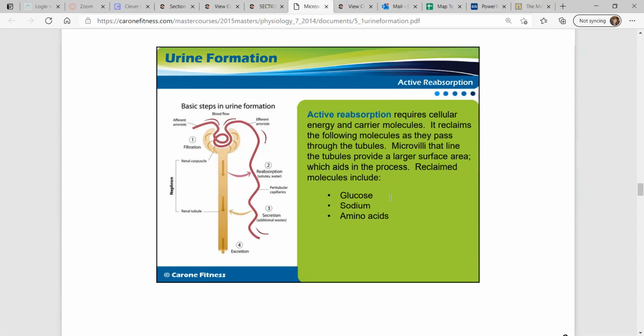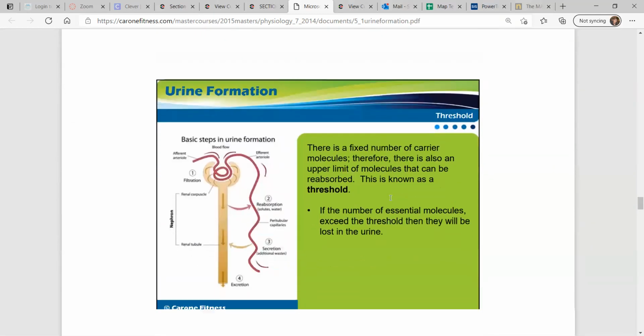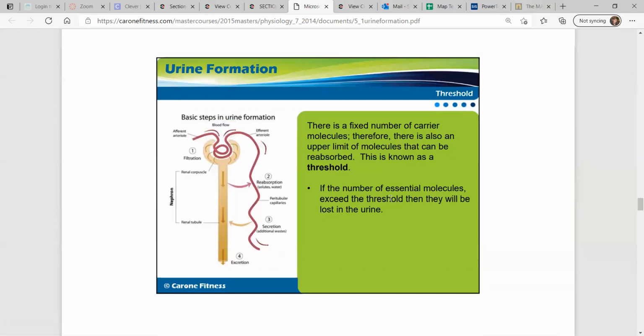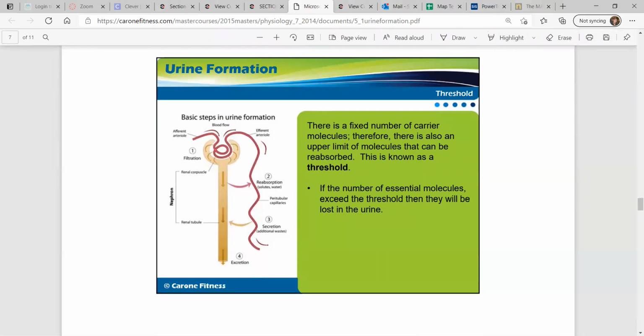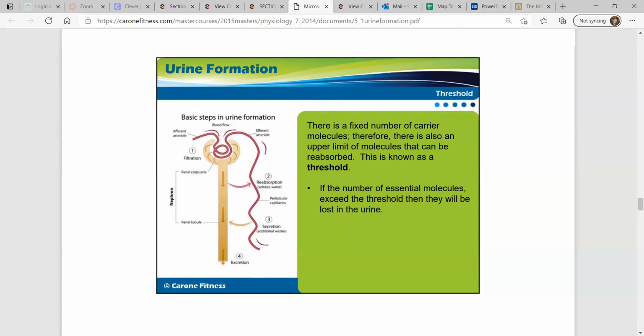Microvilli that line the tubules provide a larger surface area, which aids in the process. Reclaimed molecules include glucose, sodium, and amino acids. There is a fixed number of carrier molecules. Therefore, there is also an upper limit of molecules that can be reabsorbed. And we call that the threshold. If the number of essential molecules exceeds the threshold, then they will be lost in the urine because they only need so much.